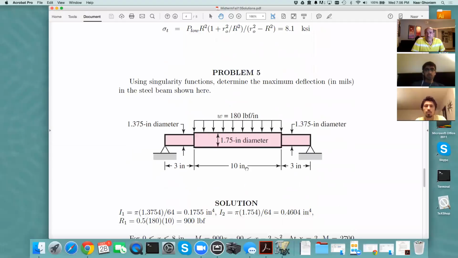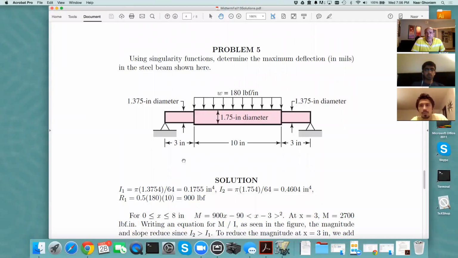Last problem in this exam is what I did in class. So if you look at this, you have a step shaft, and the middle is 180 pound-foot per inch. And then we want to find the deflection. So it's a deflection problem. If you look at this, we have to find I1, we have to find I2, and this is a symmetric problem, so we split it in half, and then we do only half of the problem.